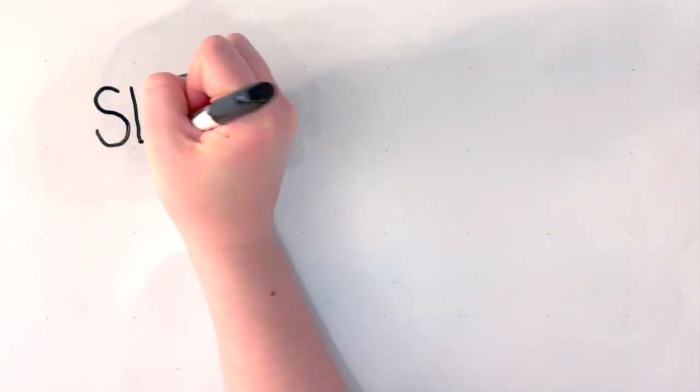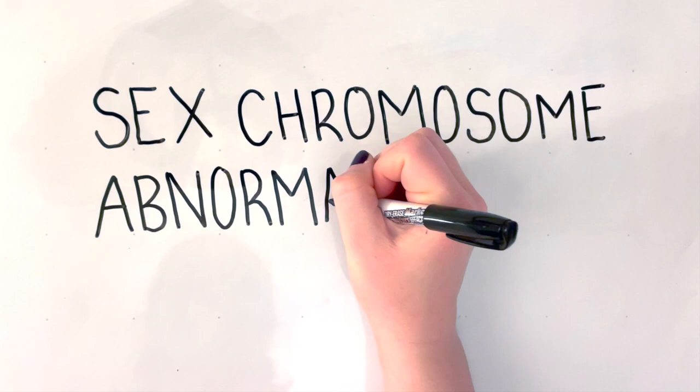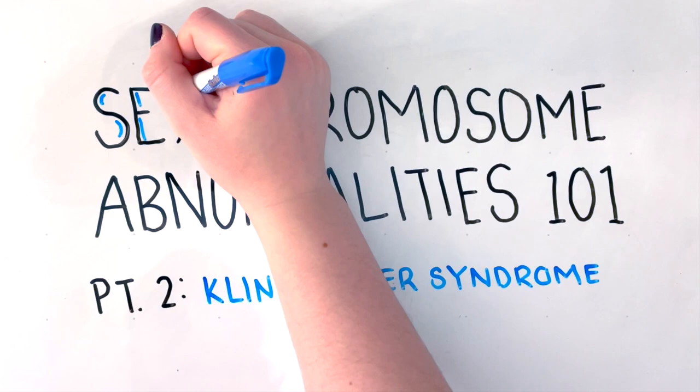Welcome to the second crash course on sex chromosome abnormalities. This time around, we're going to be focusing on Klinefelter syndrome. Before we get into the specifics of Klinefelter syndrome, we're going to have a brief recap of the basics of chromosomes. For a more in-depth refresher, you can check out the first crash course on Turner syndrome, which is linked below.